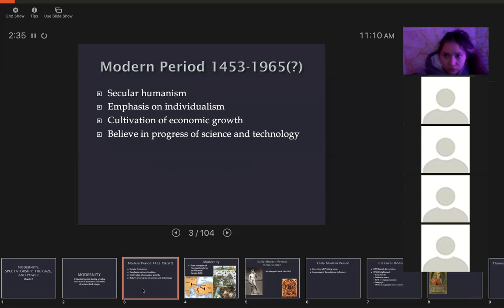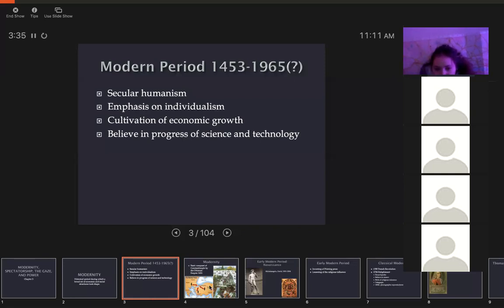So the modern period is characterized by secular humanism, which means that people become less religious and more believe in the powers of humanity, of the individual, of the human brain. Emphasis on individualism, so less and less we see the power of the community, and more the emphasis on what an individual person can achieve. Cultivation of economic growth, so the idea of the growing economy and making money becomes more and more important, and belief in progress of science and technology. So we believe more and more that science and technology can actually help us to be happier, live better, etc. So you can see how by 1965, some of these ideas at least become a little obsolete.